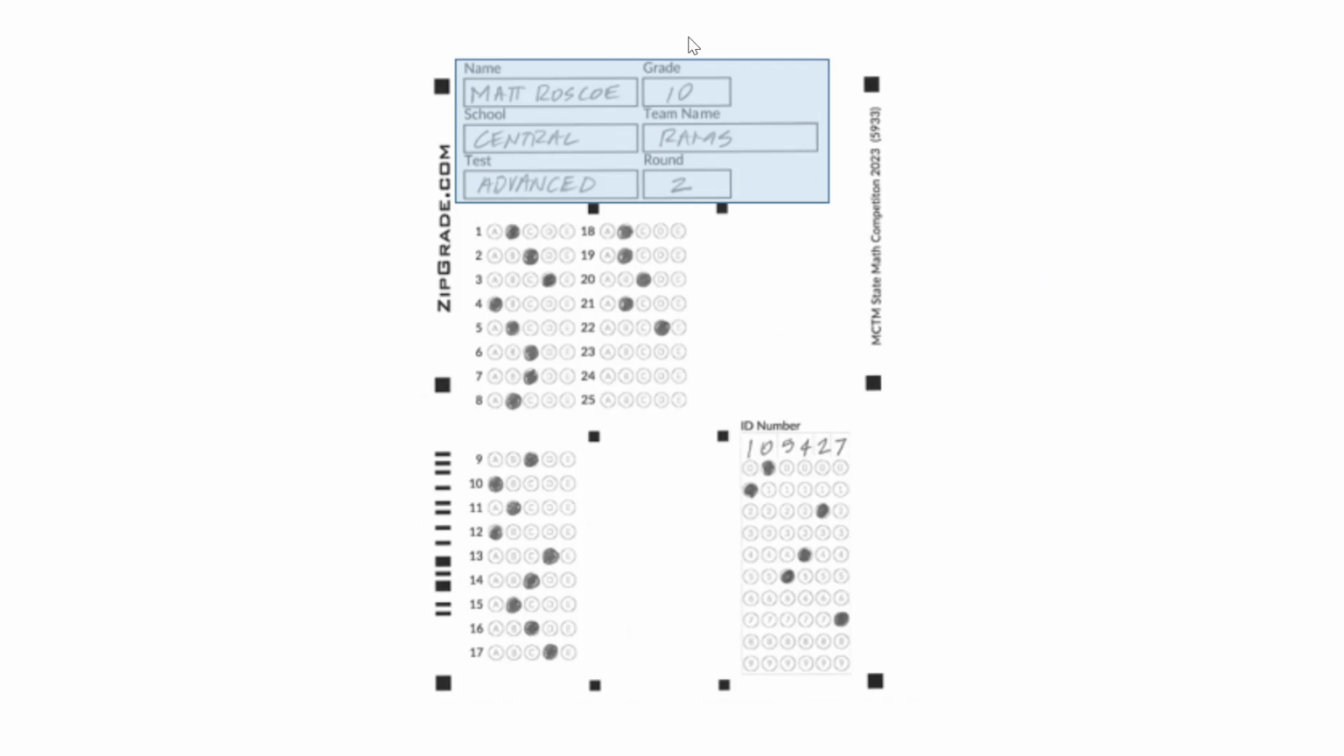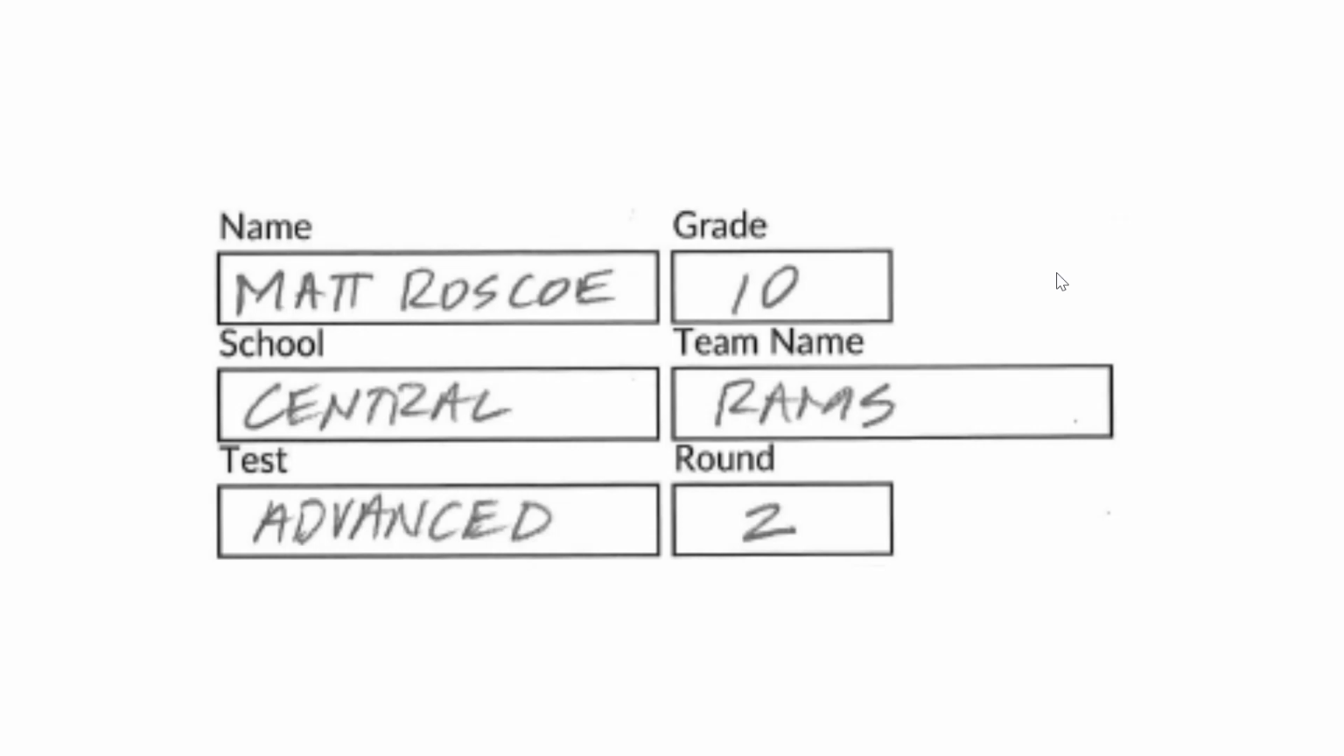So the first thing we'll look at is this blue area at the top of the answer sheet. As you can see, in that area, what you're going to be asked for is information including your name, grade, school, team name, the test that you're taking, and the round you're taking it in. Really important here is that you make sure and put the test down here, because if we don't know which test you're taking, then we don't know which key to apply it to. So make sure that you get the name of the test right in this particular block.